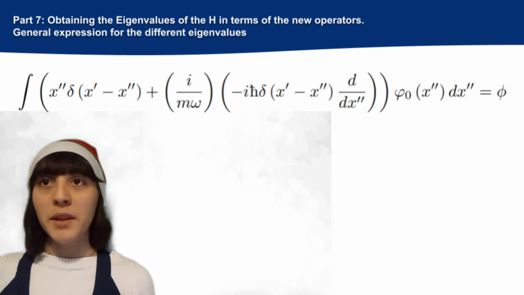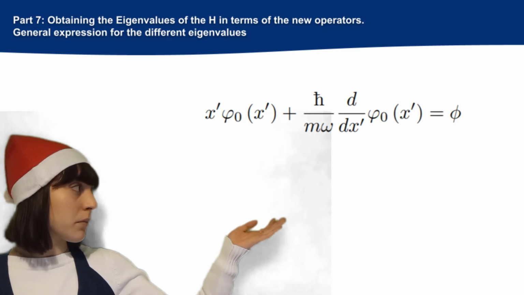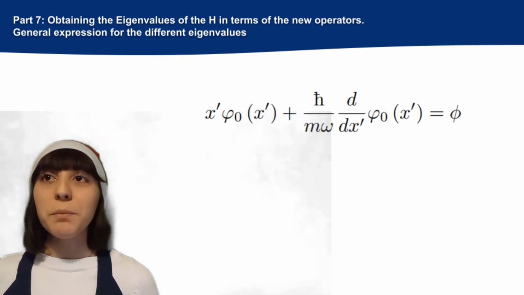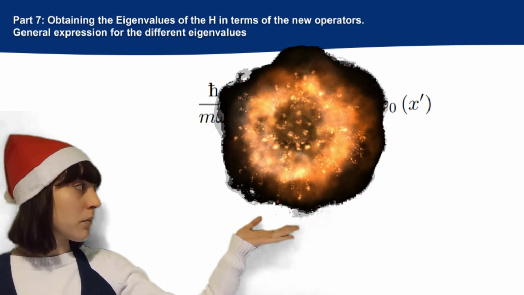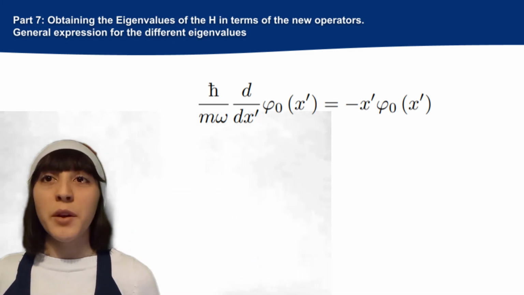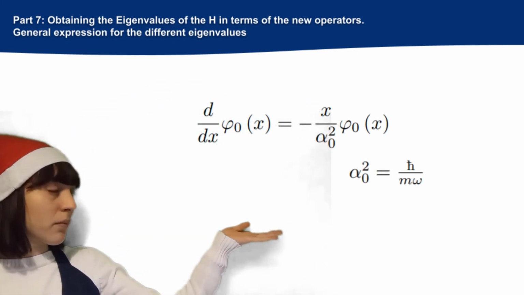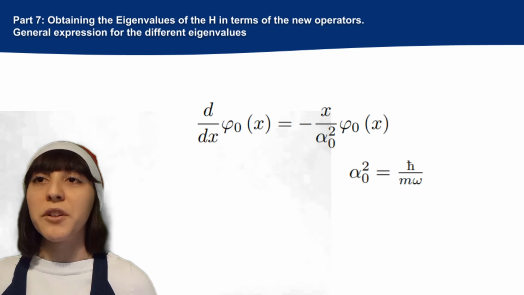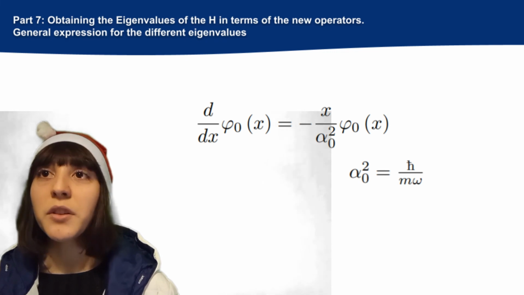The integral can now be eliminated with a delta, arriving at a differential equation. Since the terms of the equation are adding up, we can solve the equation by taking one of the terms to the other side of the equality as follows. Now we integrate each side of the equation and we finally get this one, where h-bar divided by m times omega has been substituted by alpha sub 0 squared. It is easy to see now that the value for phi sub 0 is this one.